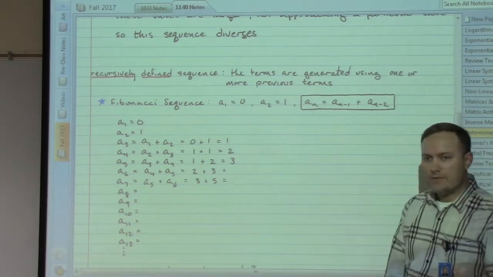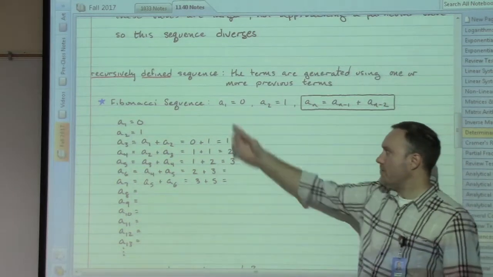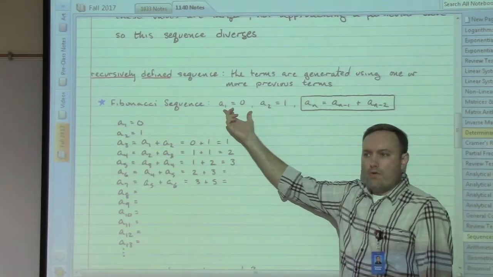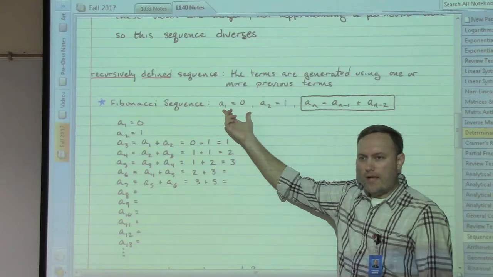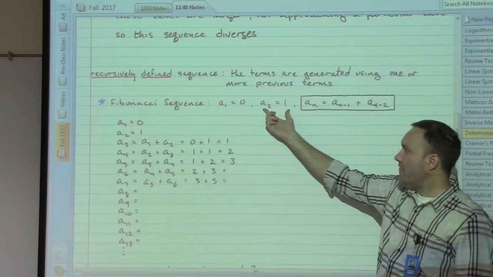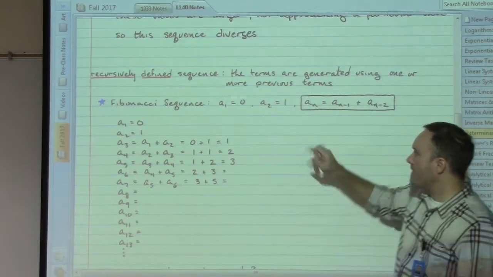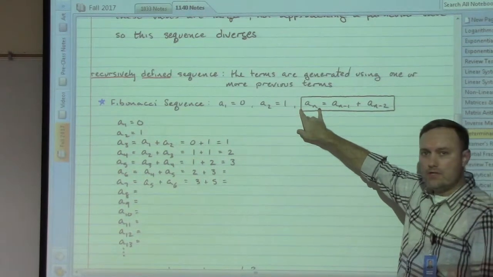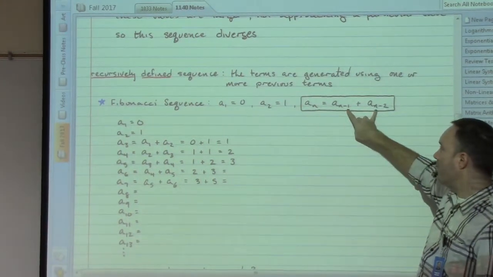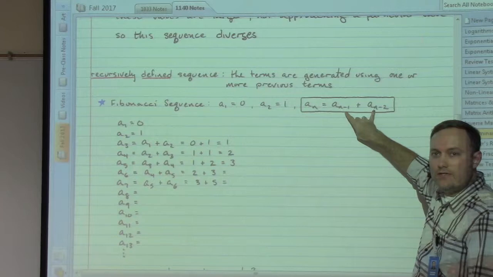The most famous of these would be the Fibonacci sequence, which starts out by saying we will assign the first term as the number 0, we will assign the second term as the number 1, and then each additional term will come from adding the previous two.